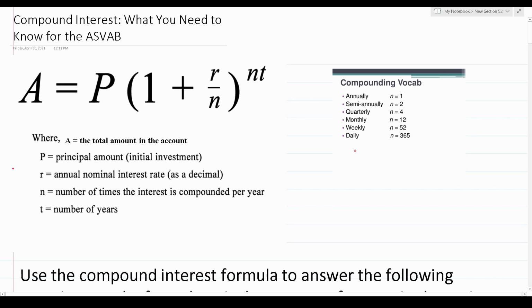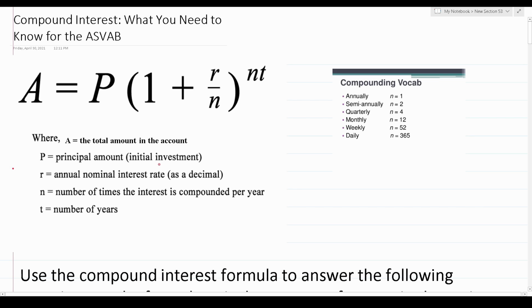So the formula to find compound interest is given by A equals P times (1 plus R over N) in parentheses raised to the N times T power, where A stands for the total amount in the account. So after you invest a certain amount of money over a certain period of time and with a certain interest rate, you'll have A amount in your account in total. P, of course, is your principal amount, and that's the amount that you invest.